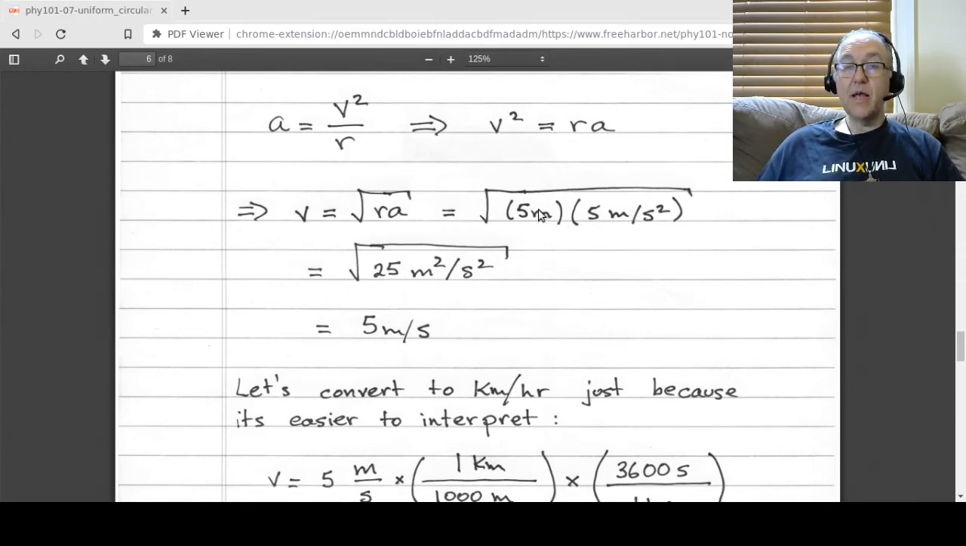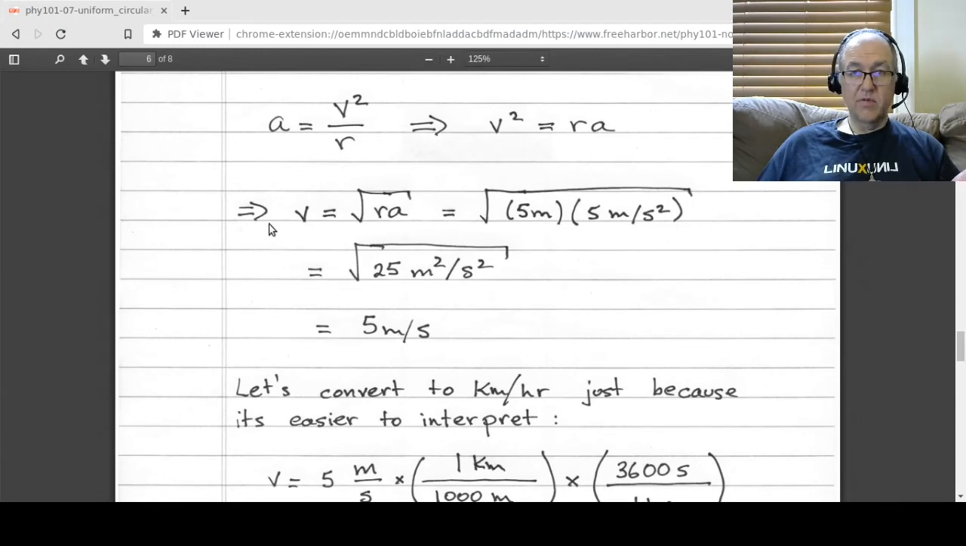Well, R is 5. And A is 5 as well in MKS units. So we have 5 meters times 5 meters per second squared. Multiplying in the square root there, you get 25 meters squared divided by second squared. I put the units in on purpose. Usually I don't put the units in if they're MKS, but I put them in on purpose because you see that if you take the square root of meters squared divided by second squared, you get meters per second.